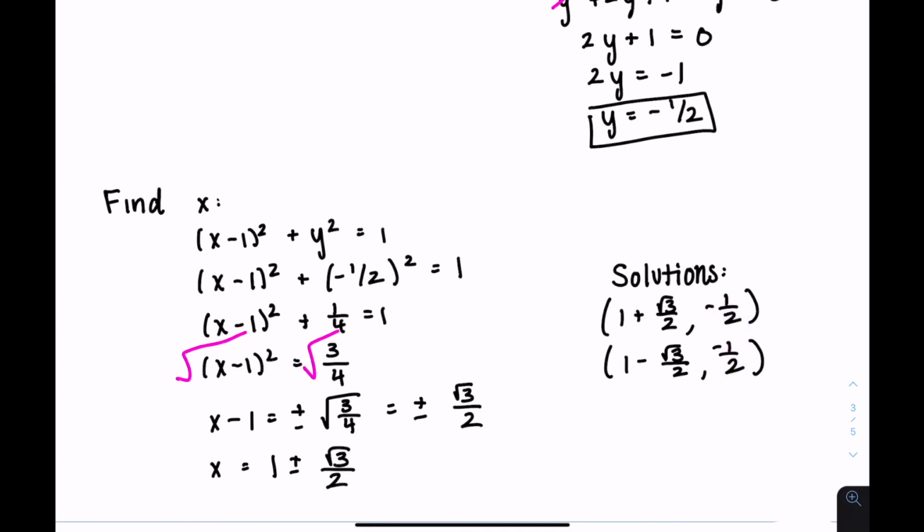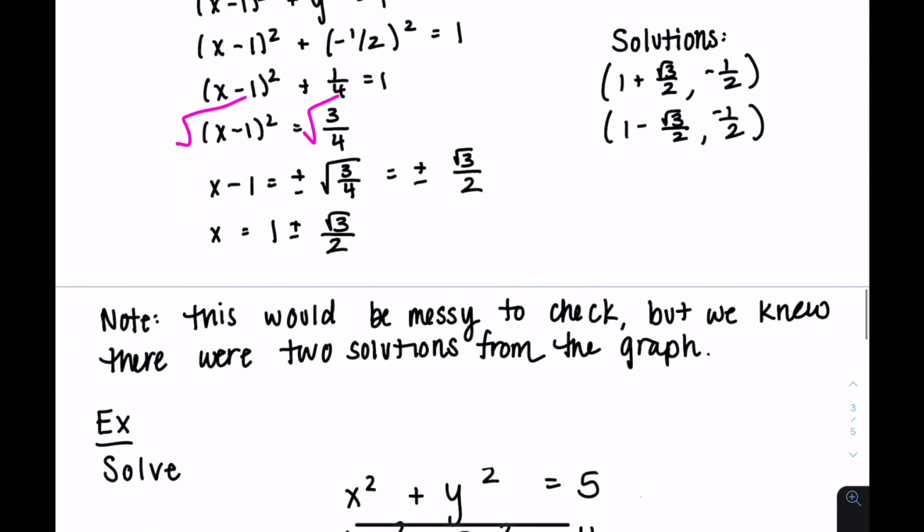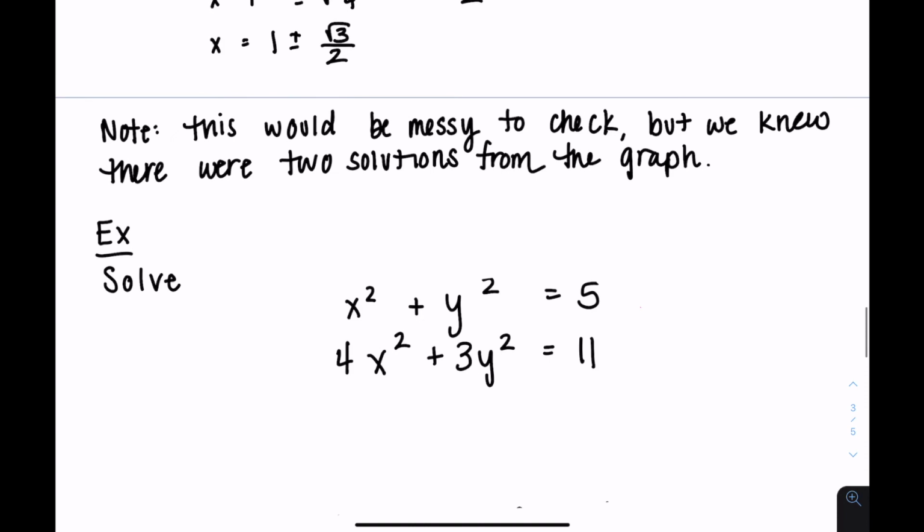Okay? And then like I said, here it's going to be really messy to check. I don't want to plug this x value back in. I don't want to square. I don't want to deal with it. But I did know I should get two solutions from my graph. Likewise, if you get complex solutions, you don't necessarily have to go back and check everything. The graph's not going to help you there, but do your best with these problems. Okay? So let's try one more, because in the next section we're going to go through inequalities, so we'll still get some practice with these types of systems.